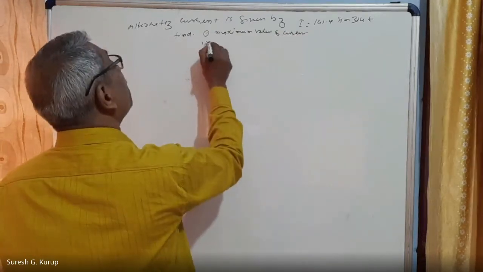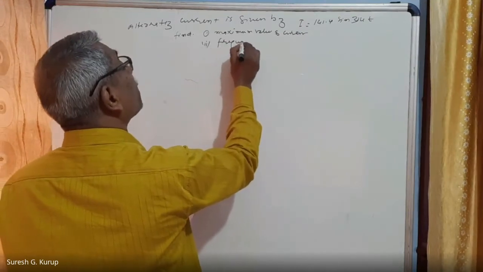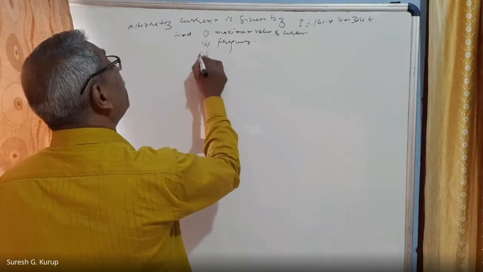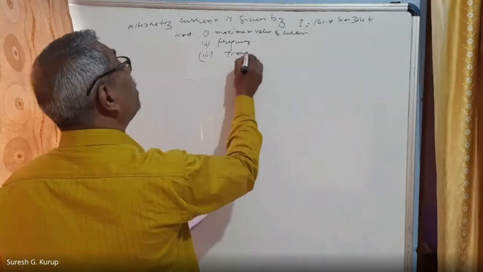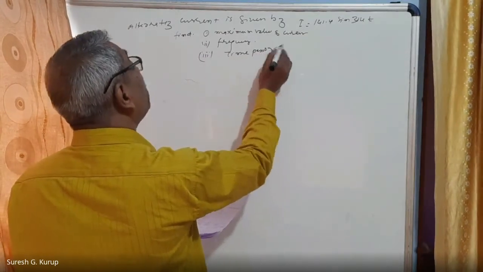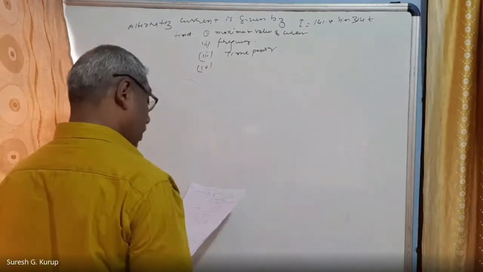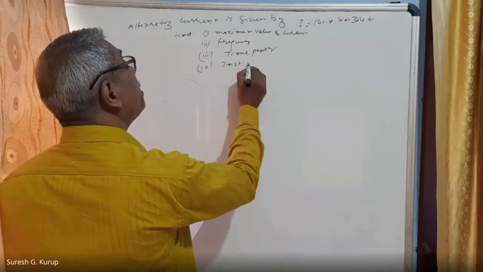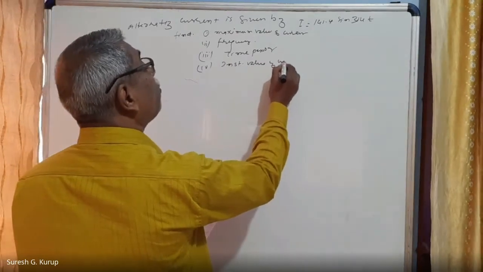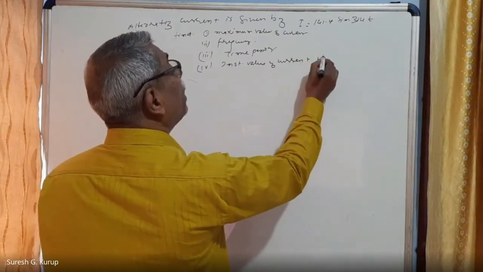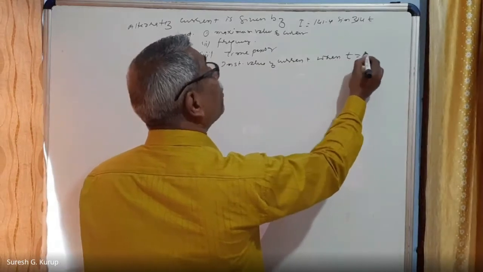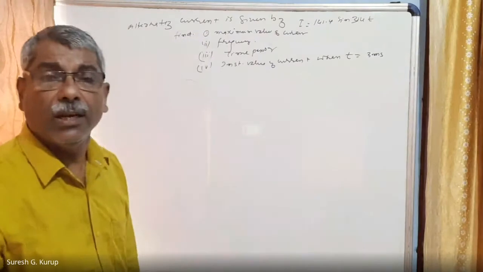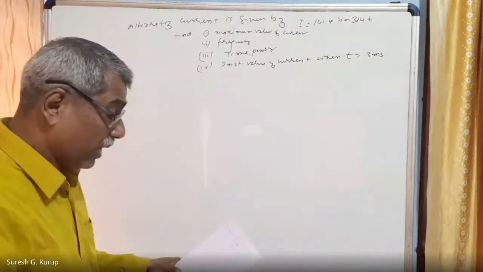Second, frequency. What is the frequency of the current? Third, time period. And fourth, instantaneous value of current. Instantaneous value of current when t is equal to 3 milliseconds. You can see the board, right, like this.